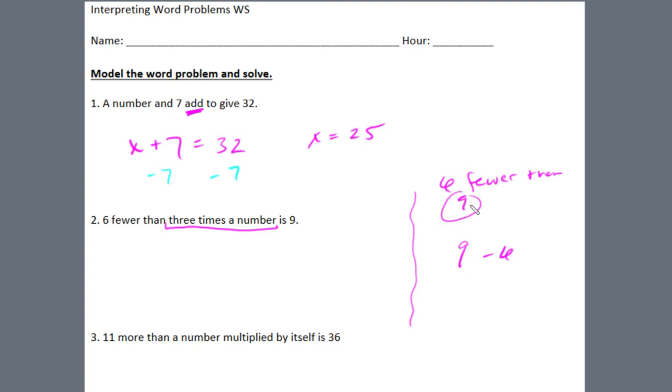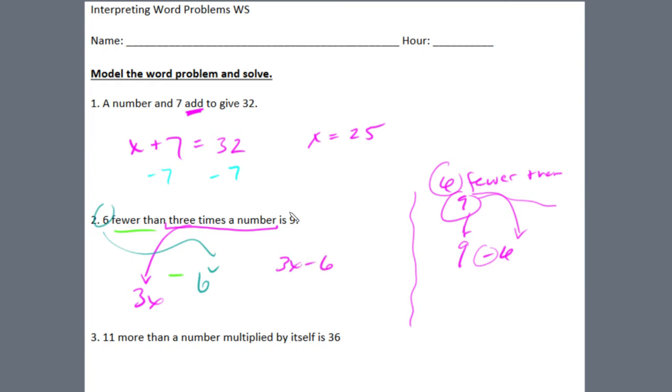So the last piece came first, and then the fewer than created the minus sign, and then the 6 came last. So we do the same thing. This last piece after the fewer than comes first, and then the fewer than creates the minus sign, and then the 6 comes last. So we have to model 3 times a number. Well, that is just 3x. So what you've got is 3x minus 6 equals 9. And then you solve this.